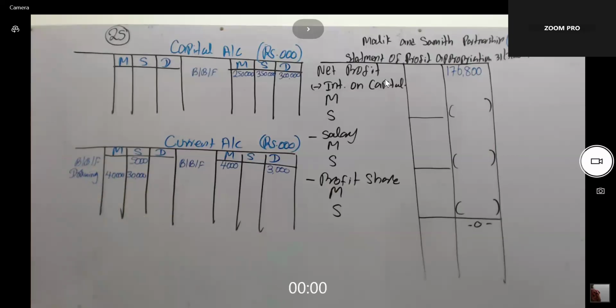First one, draw the format. Net profit also given. And partners current and capital account balance is given. Drawings also given. Net profit, it has given in the trial balance. Net profit can be calculated by preparing income statement. Right, first one, draw the format like this.